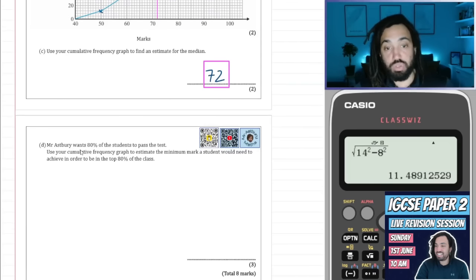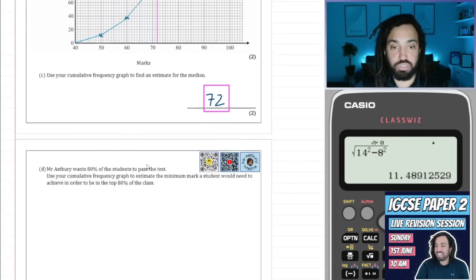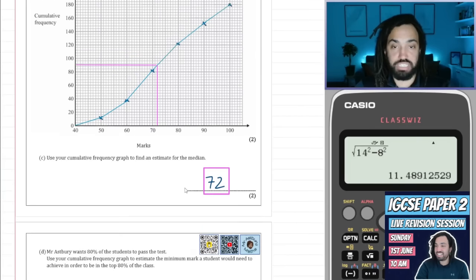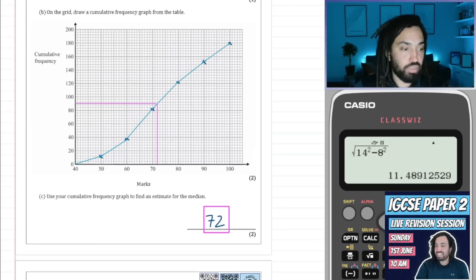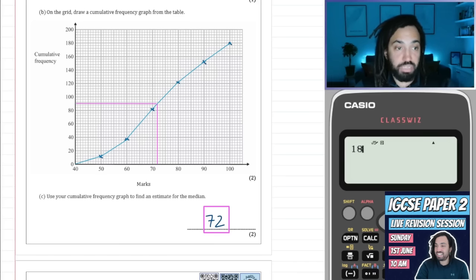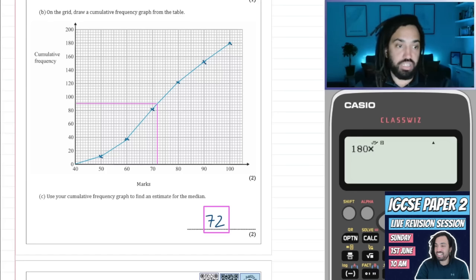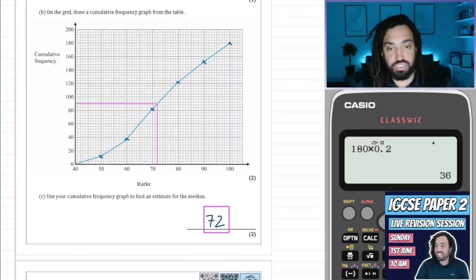Yes. Okay, Mr. Asprey wants 80% of the students to pass the test. Use your cumulative frequency graph to estimate the minimum mark a student would need in order to be in the top 80%. Well, if there's 180 people and they want 80% to pass, then the minimum mark would be the 20th percentile. So that basically means 36 students are going to fail.